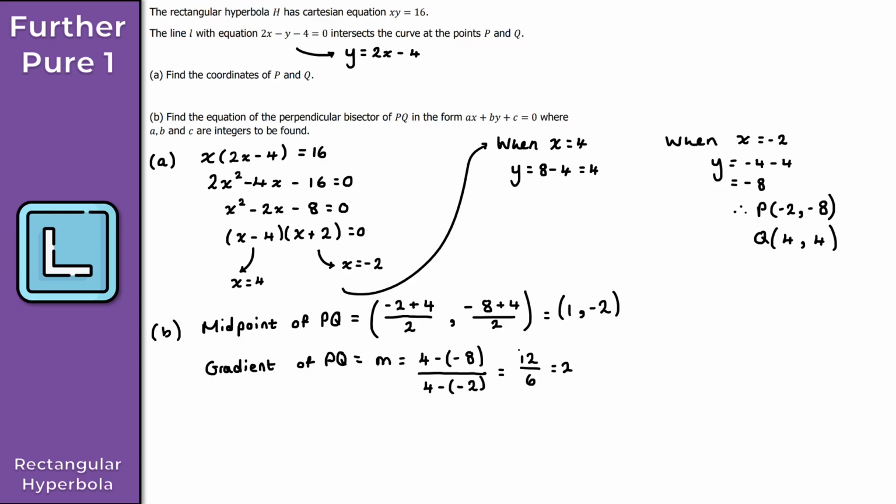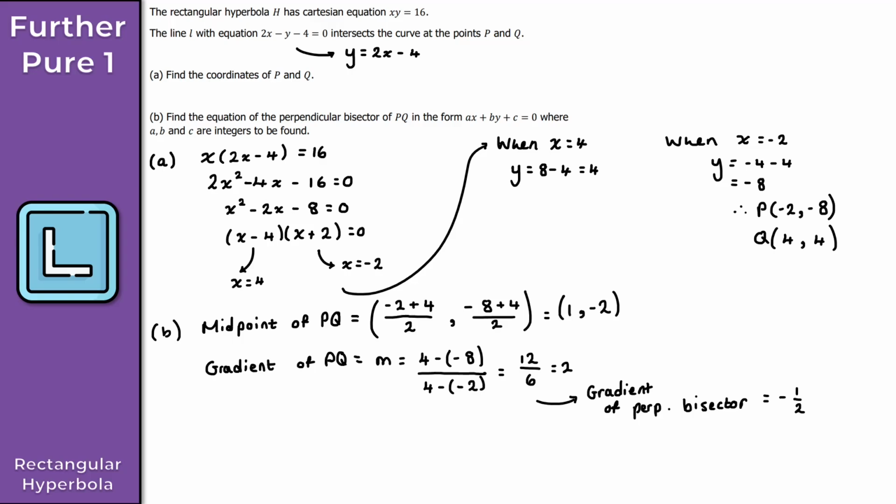Now just be careful here, right? Because we want the perpendicular bisector. So what I need here then is the negative reciprocal of this gradient. Okay. So the gradient of the perpendicular bisector, as we just said, would be the negative reciprocal of this here. So this is 2 over 1, flip it and times it by minus 1. So what we get then for the gradient of the perpendicular bisector is minus a half.